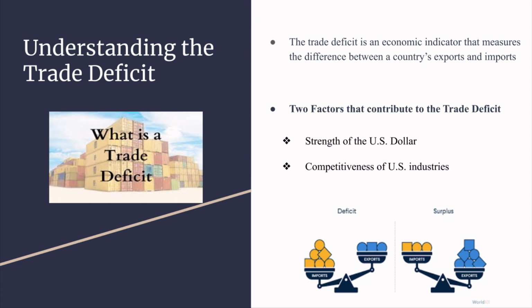Another factor is the competitiveness of U.S. industries. If U.S. industries are not able to compete effectively with foreign producers, then consumers and businesses may choose to purchase imported goods instead. This can lead to a trade deficit as the U.S. is importing more goods than it's exporting.